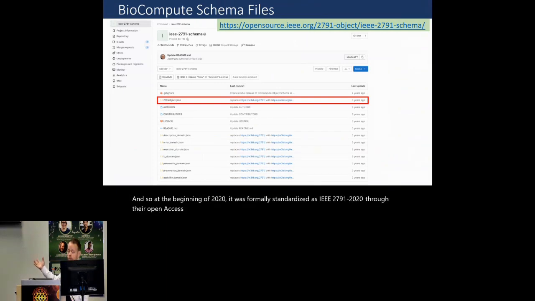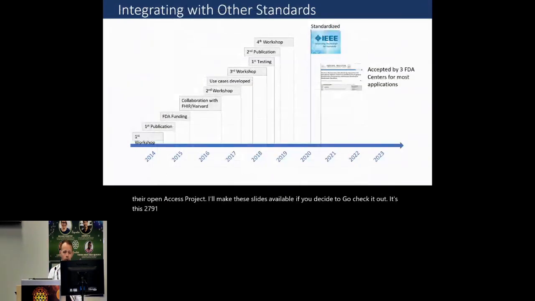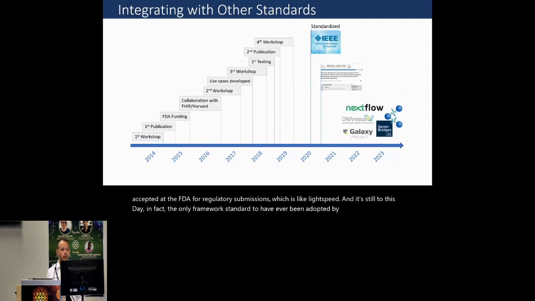I'll make these slides available if you decide to go check it out. It's this 2791 object.json file that you'll start with. It's all in JSON. And within months, it was accepted at the FDA for regulatory submissions, which is like light speed. And it's still to this day, in fact, the only framework standard to have ever been adopted by the FDA's Data Standards Board. So that was a really big win for us. And so the focus shifted at that point to building out an ecosystem of tools to work with the standard. And so that includes genomics platforms and workflow languages.